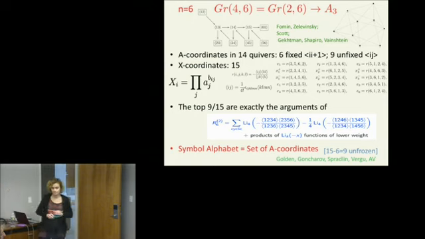In other words, these are all cluster variables which are not frozen. Now, you can take these 9, and that's what people in physics call the symbol alphabet. They start with these 9, and then they build higher.